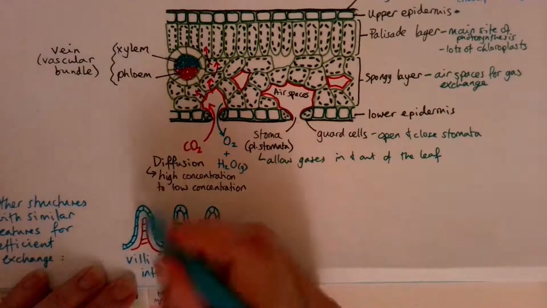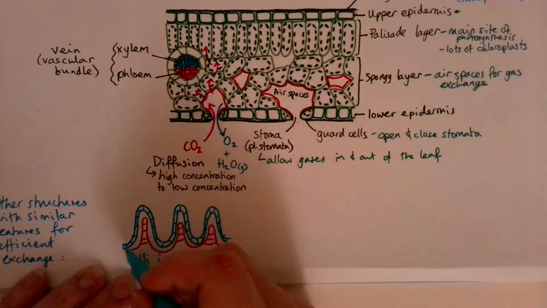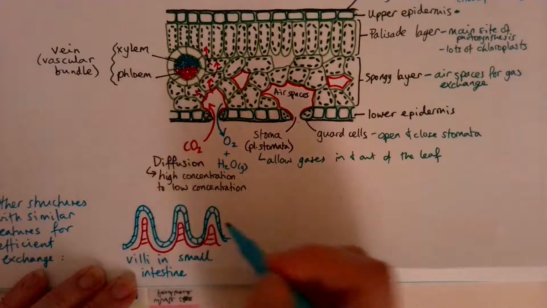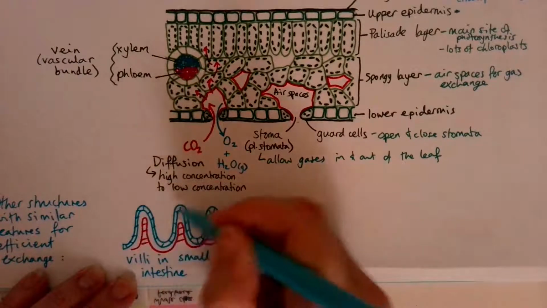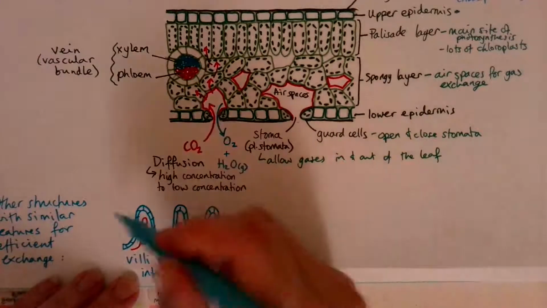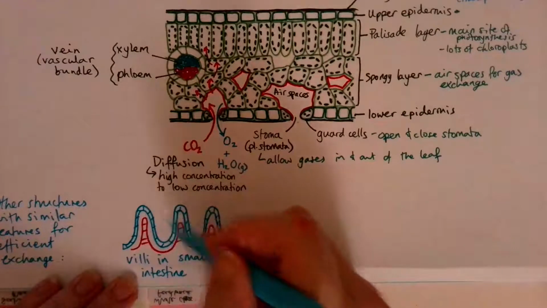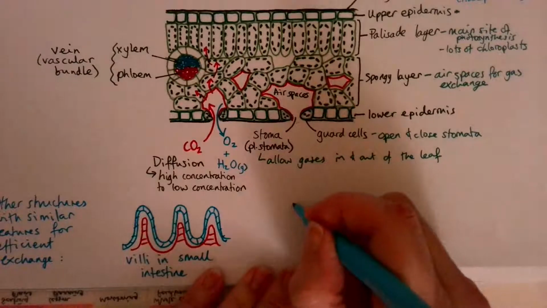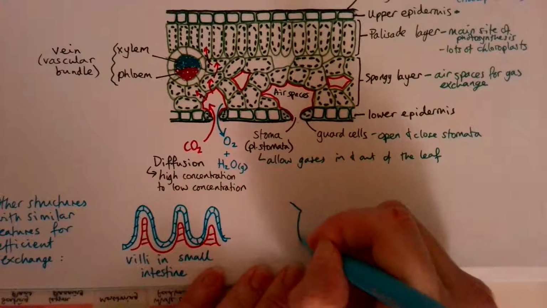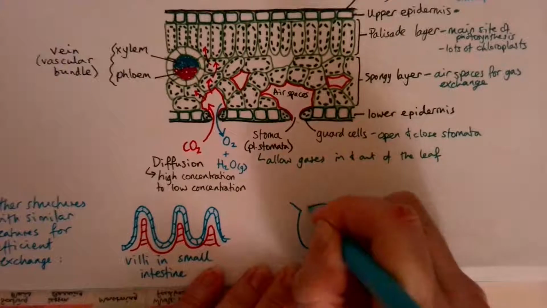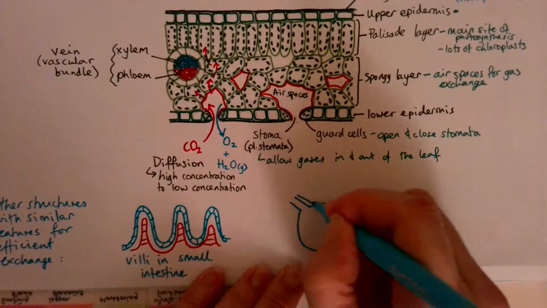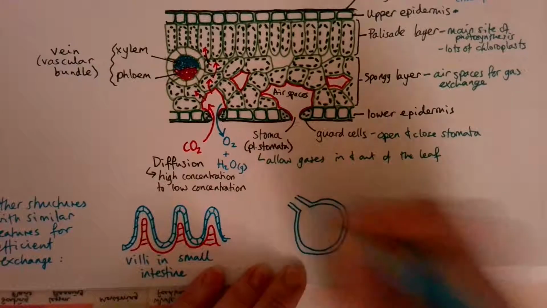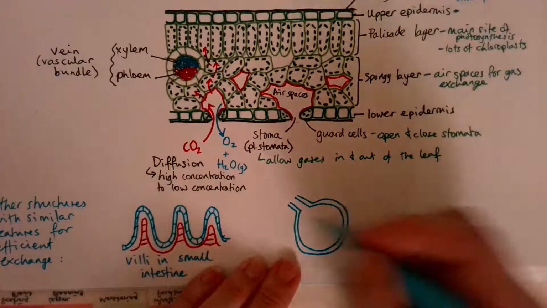So we've got a large surface area, we've got a thin wall, and so it's a short diffusion distance, and we've got a good blood supply. And also that surface will be moist so that we can dissolve the products of digestion in the water so they can diffuse through. And another one that you will have met in your last topic is the alveoli in the lungs. So these are the air spaces within your lungs, performing a very similar function to the leaf. This is where gas exchange will happen in your body.